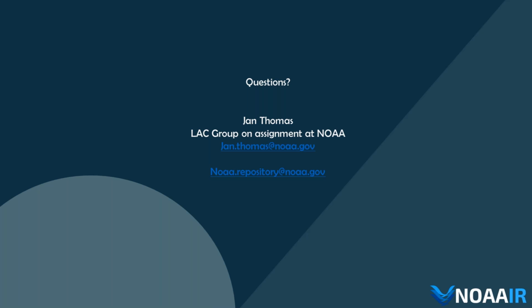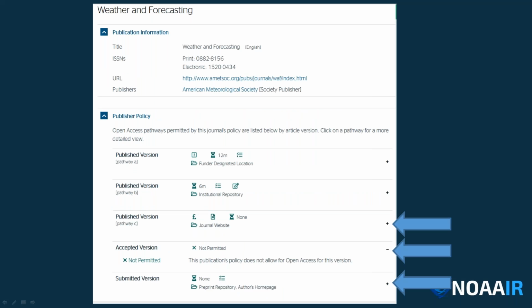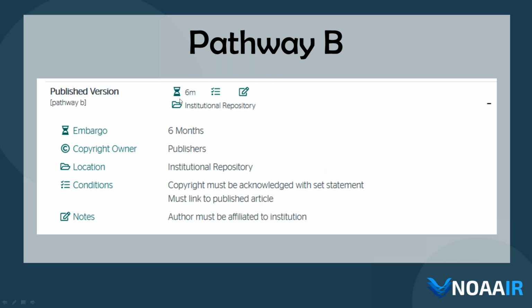So you could see specifically in our example here, this pathway B, it doesn't indicate open access at all. It's just the published version. So basically this article that you've published in Weather and Forecasting, even if it's not open access, we're at the institutional repository because it's mentioned here. We'd be able to use the published version after a 6-month embargo in the repository.